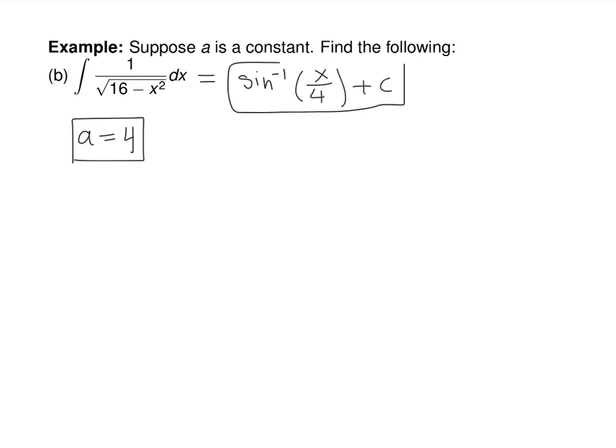If you don't remember that and you get stuck, you can always do the whole trig substitution with x equals 4 sine theta. You're just going to end up with an integral of 1 d theta at the end, just like in the previous example. So if you run into a formula that is like one of those, you can just say what the antiderivative is.